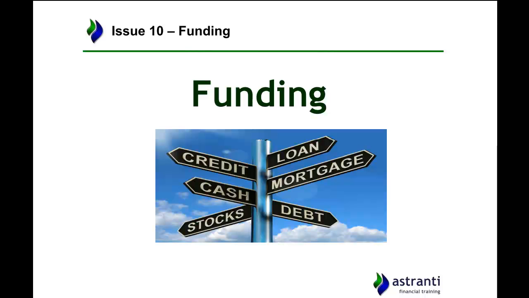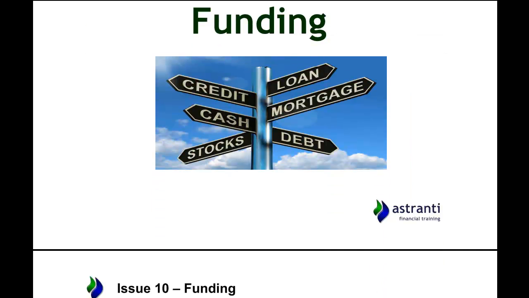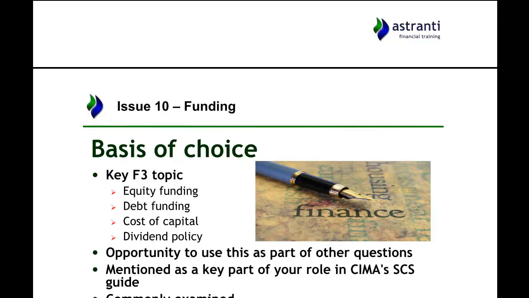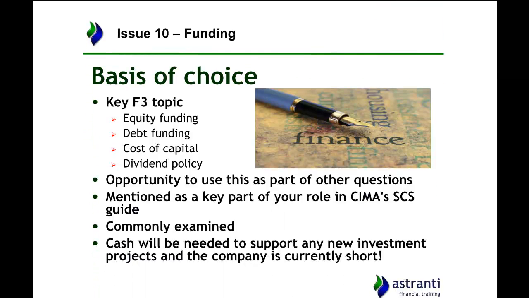So the first issue is issue number 10 on funding. Now, the reason why I've chosen funding as one of my top 10 most likely issues is because it is a key F3 topic. It extends to lots of different subtopics such as equity funding, debt financing, cost of capital, and dividend policies. You remember in the pre-seen that the company was paying out half of its profit in dividends, and whether this is enough, whether they should be paying more to appease shareholders or whether they should be paying slightly less to reinvest more in the business.